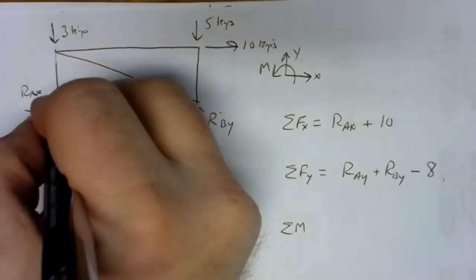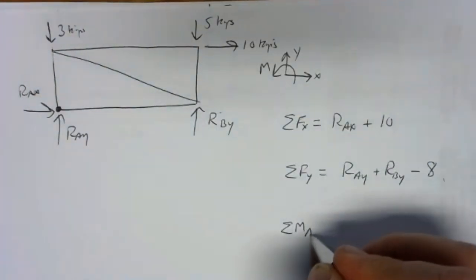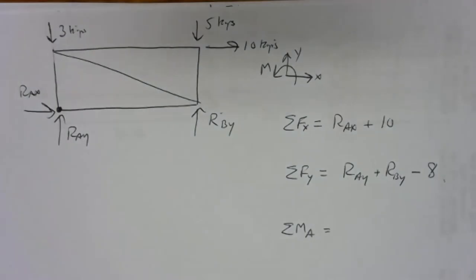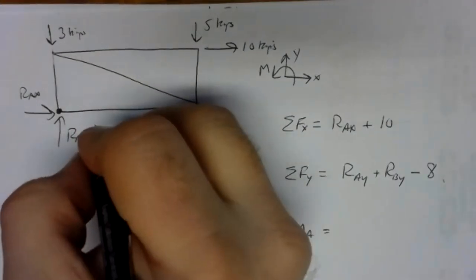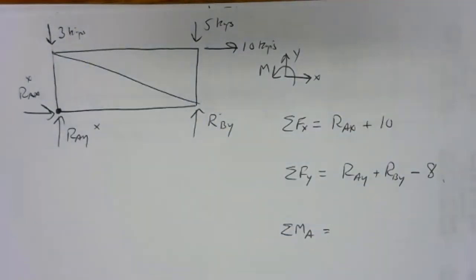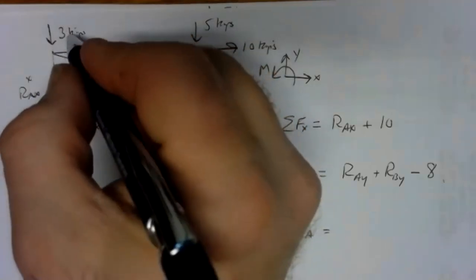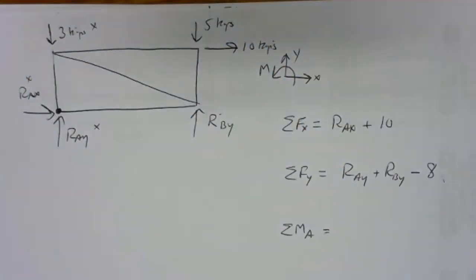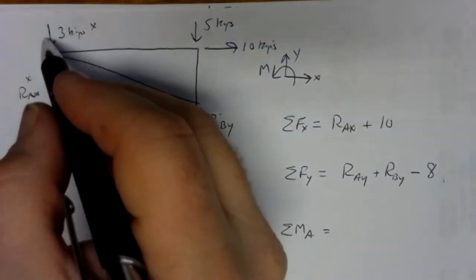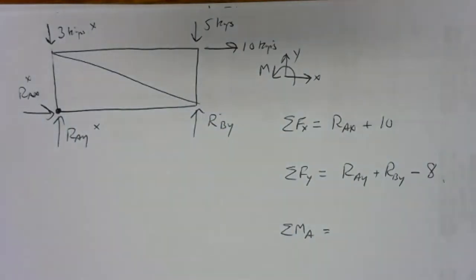And I'll pick point A. So first, let's go through and see which forces will have moments. Definitely RAY and RAX will not have moments because their lines of action go through the pivot point. This 3 kip force will also not have a moment since its line of action runs right through the pivot point. Essentially, its arm is 0.